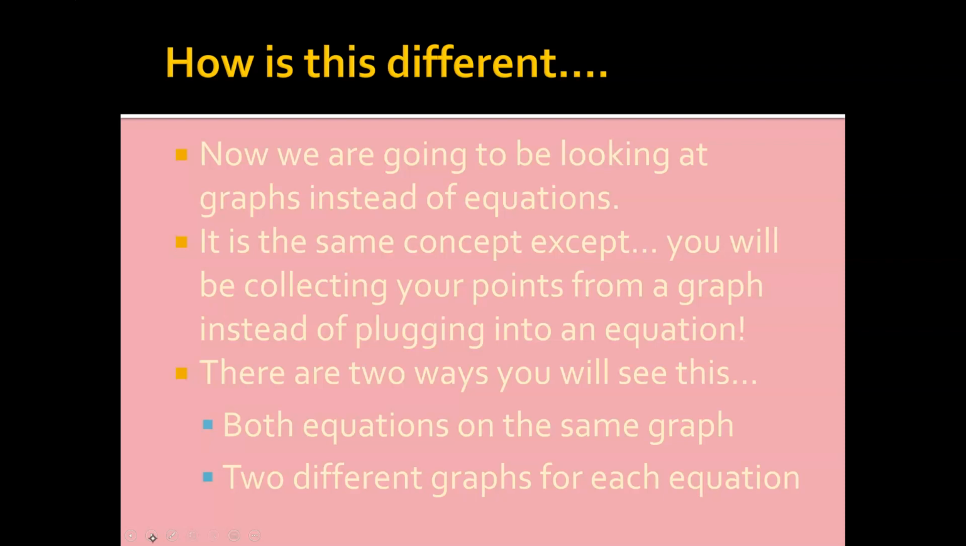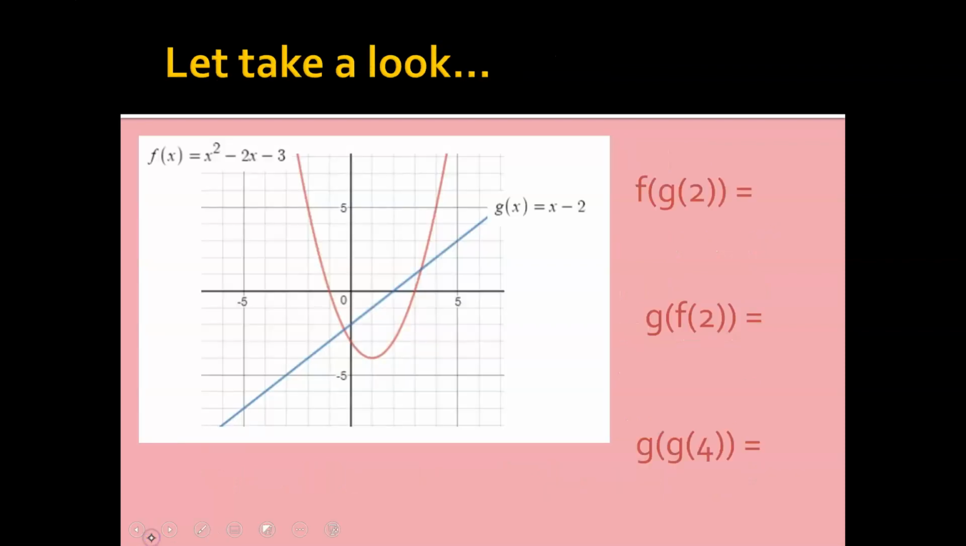There are two ways you will see this. You will either have both equations on the same graph, or you'll have two graphs, one for each equation. So we're first going to start with two equations on one graph. So we have f of x and we have g of x. f of x is the red one, and g of x is the blue one. Let's label that. So f of x is the red, and g of x is going to be the blue.